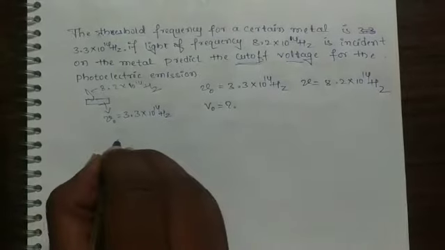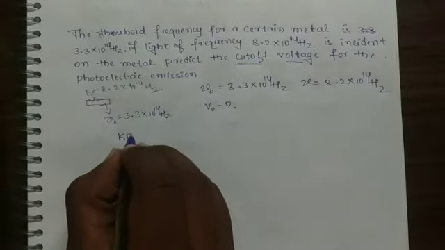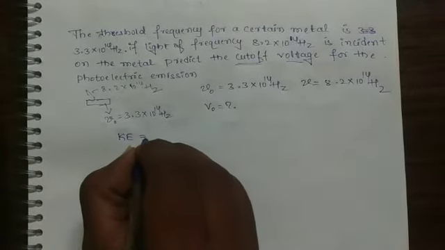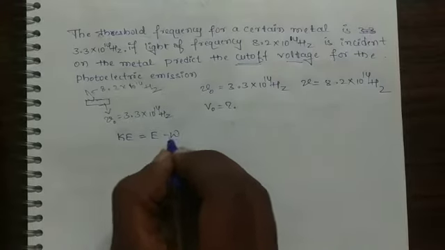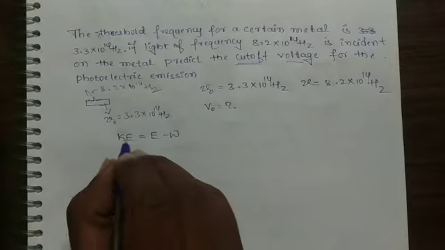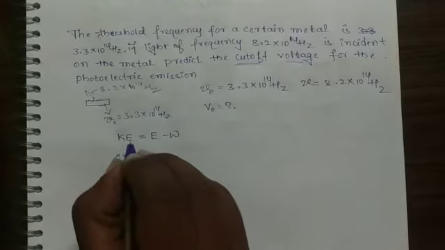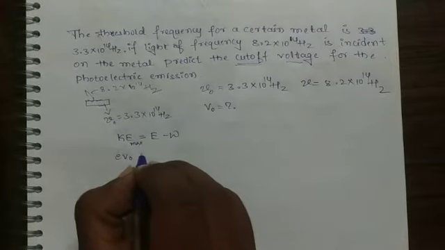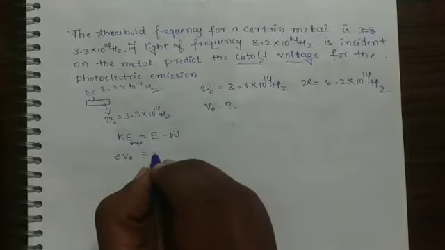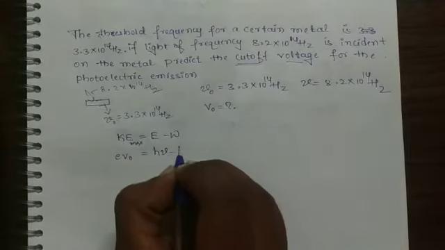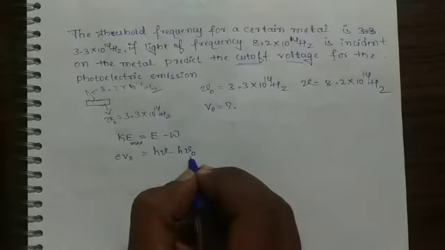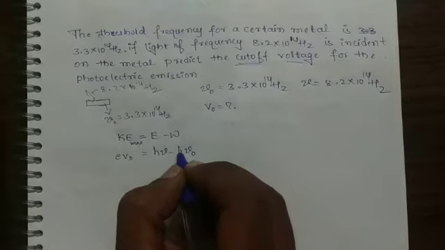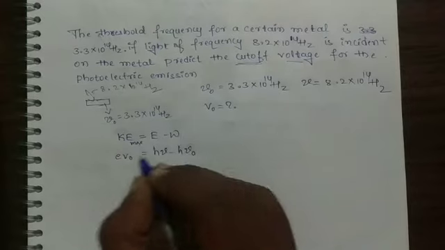It means V naught is equal to question mark. We know the equation: the kinetic energy is equal to the energy of the photon minus the work function. So the kinetic energy eV naught is equal to h nu minus h nu naught. Nu means the applied frequency, nu naught means the threshold frequency. Here we want to calculate the stopping potential.